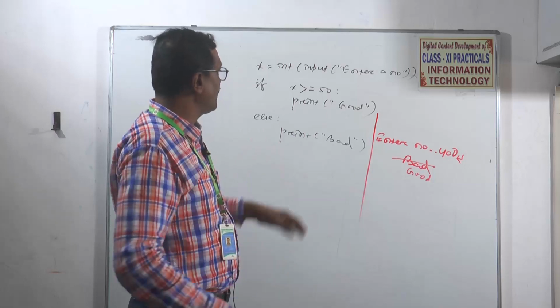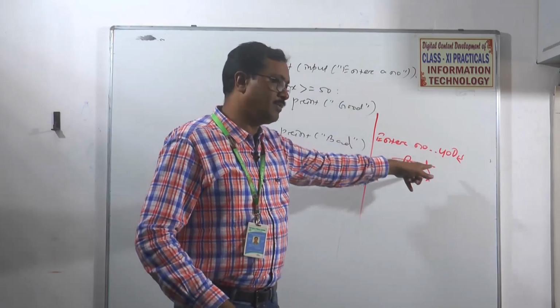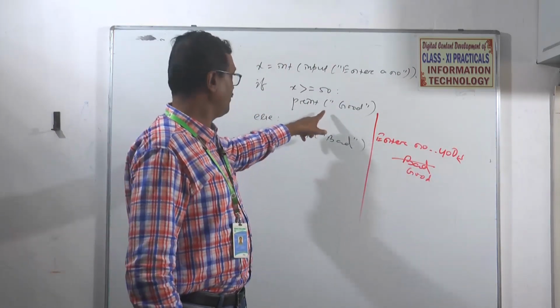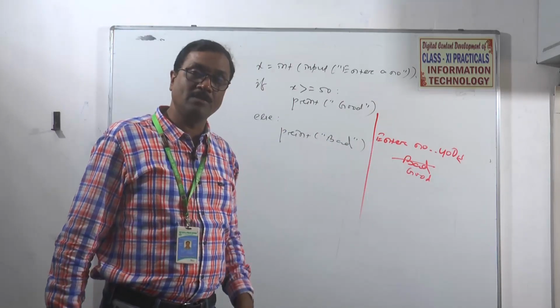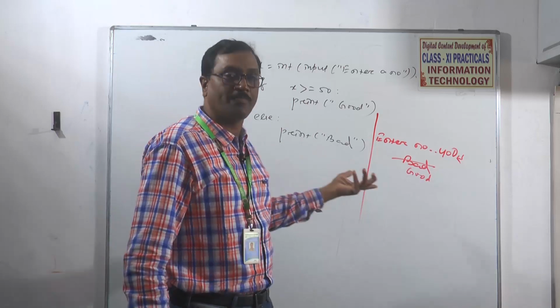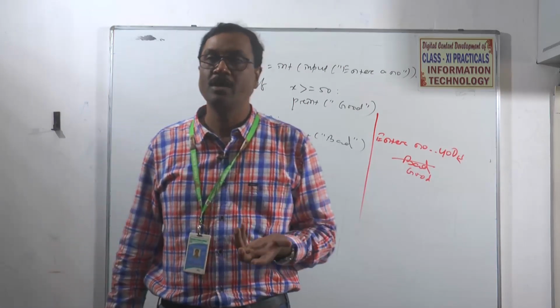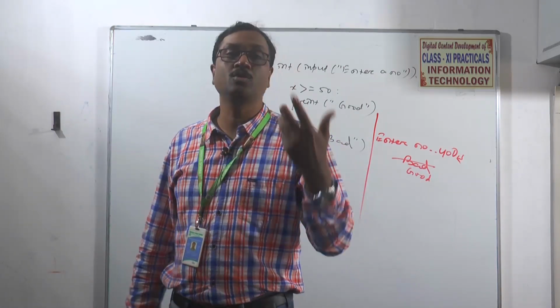First, when I run it, it will ask me for one number, I will give it, and it will show me either good or bad. Again it will execute also. Again it will ask me, I have to give another number. Again it will check and show me whether good or bad. Again also it will run.